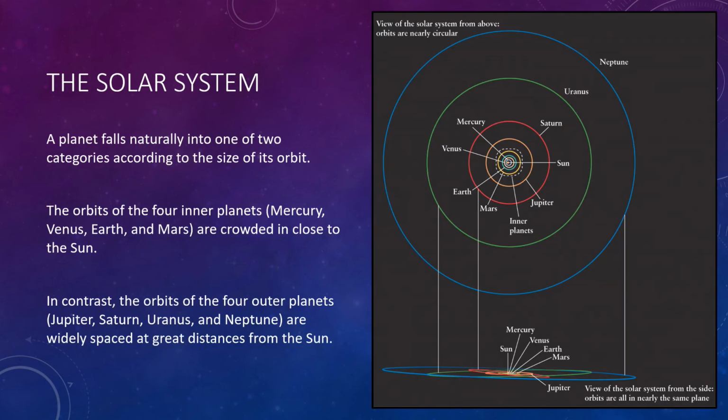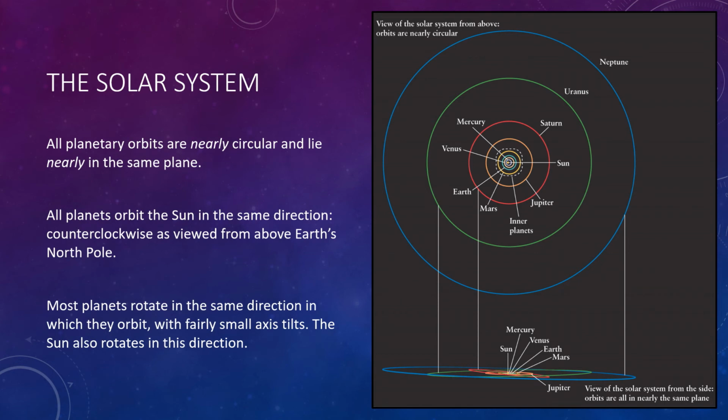So, a planet falls naturally into one of two categories according to the size of its orbit. The orbits of the four inner planets, which are Mercury, Venus, Earth, and Mars, are crowded in close to the Sun. In contrast, the orbits of the four outer planets, which are Jupiter, Saturn, Uranus, and Neptune, are widely spaced and distant from the Sun. So this is one way we can group planets into one of two categories, inner planets and outer planets. And they are separated by the asteroid belt.